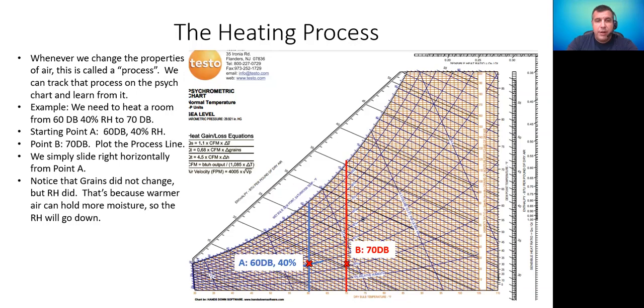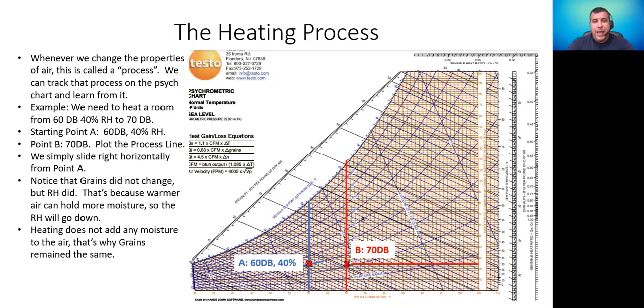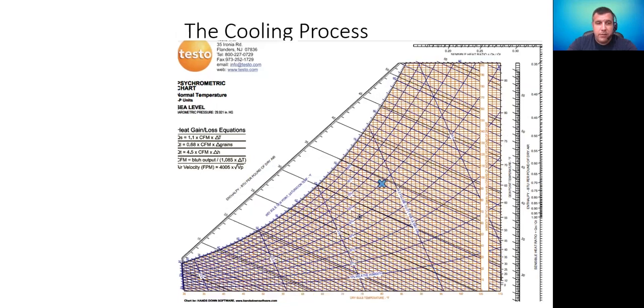Now notice that our grains of moisture didn't change. We didn't add any moisture here. We didn't move the X up or down vertically. So what happens to our RH, or relative humidity? It actually goes down. So again, heating the air doesn't add any moisture to the air. We're not adding any water when we add heat. Think of it as dry heat. That's why the grains remain the same. So that line that connects point A to point B is called our heating process line.